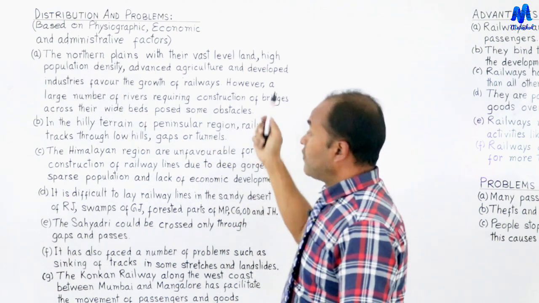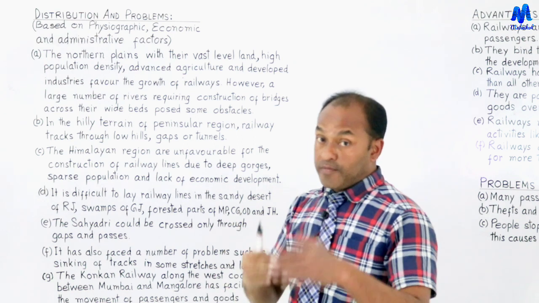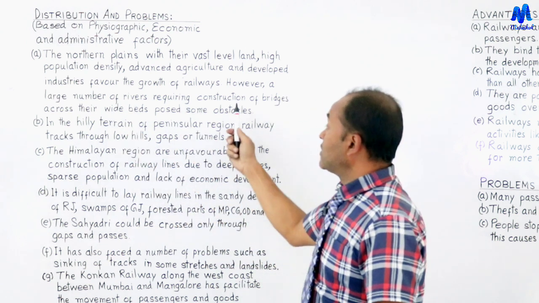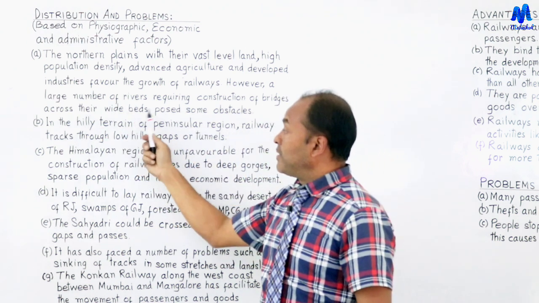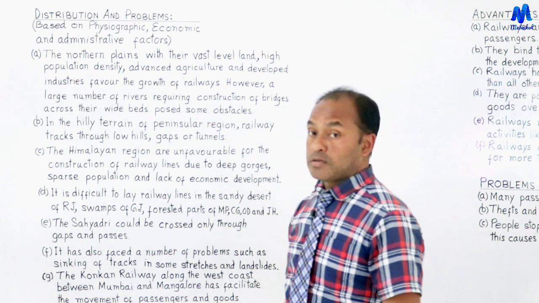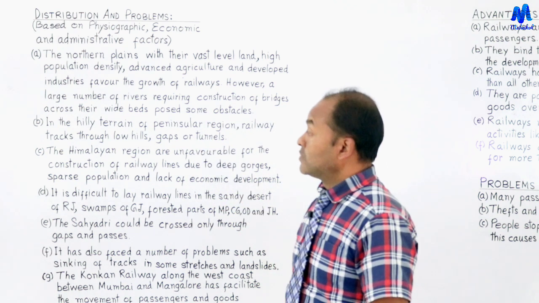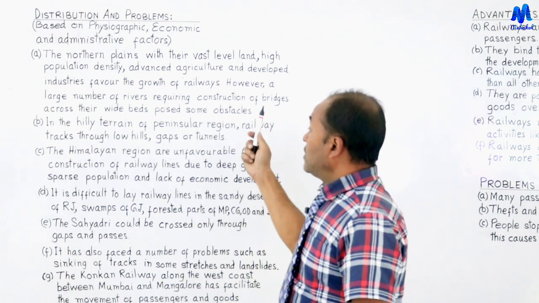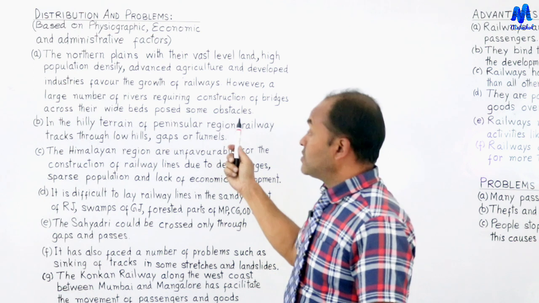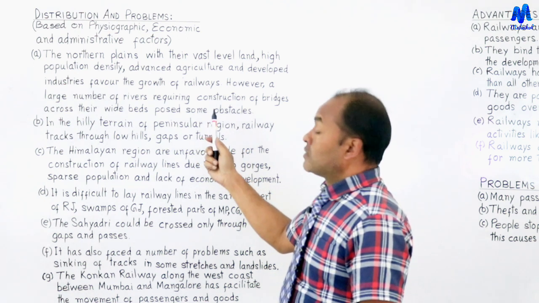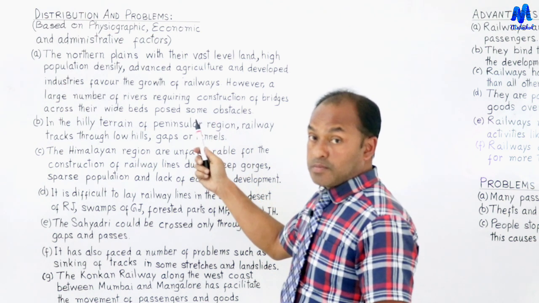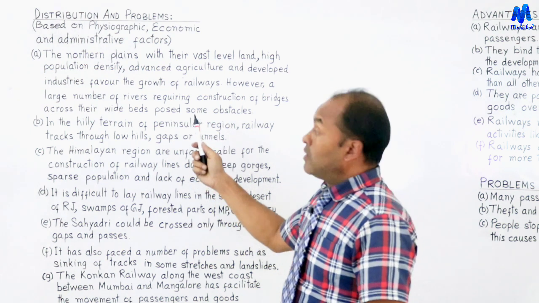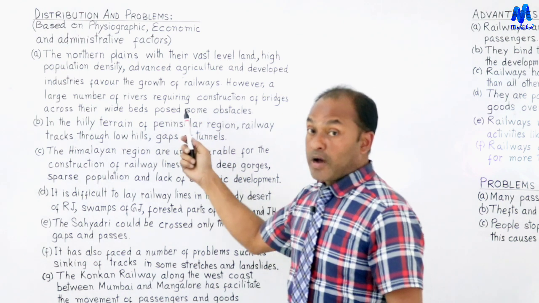However, the problem arises here. A large number of rivers requiring construction of bridges across their wide beds posed some obstacles. Many wide rivers are there in the northern plains. So in order to construct railways in the northern plains, we need more maintenance. In order to overcome those obstacles, we are facing some kinds of problems.